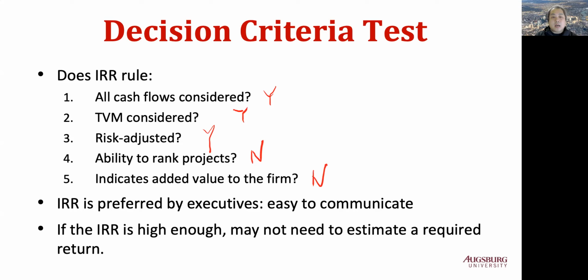Therefore, although IRR is a good alternative, it is not perfect. If NPV decision is different, you should follow the decision from NPV. However, IRR is preferred by executives since it is easy to communicate using percentage. In addition, if the IRR is high enough, you may not need to estimate R, one of the most challenging jobs that you need to do in capital budgeting decision.